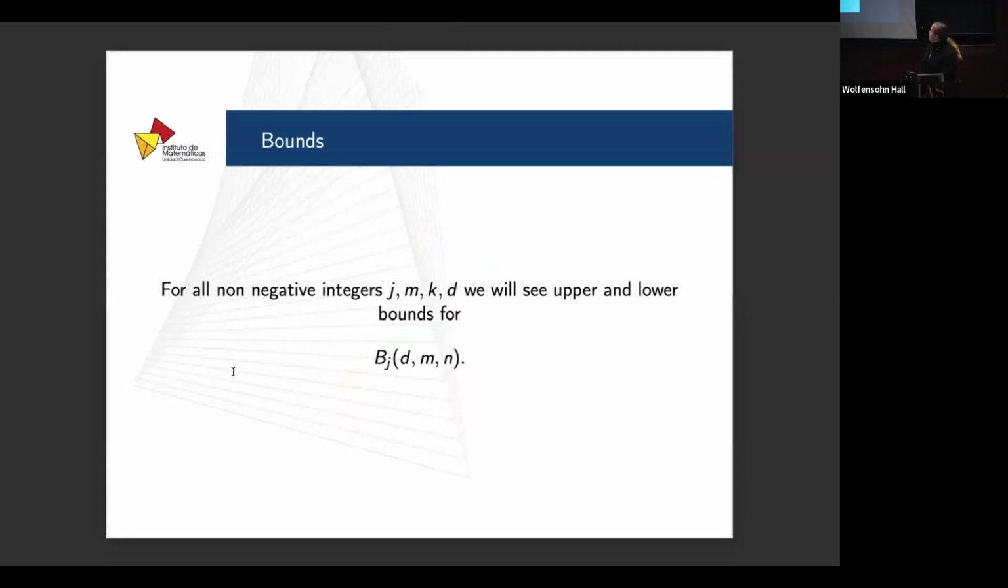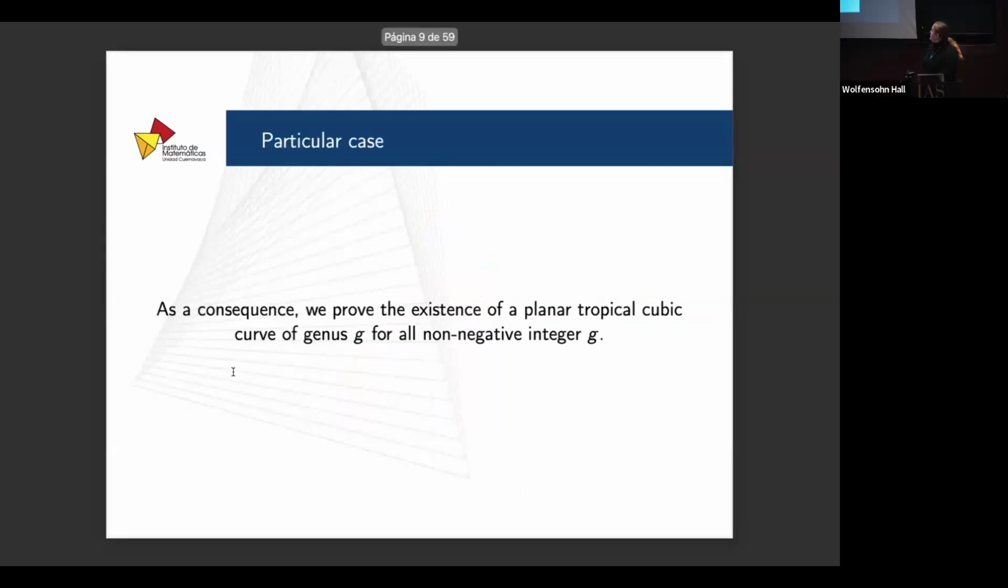Okay, then we want bounds for these numbers. For example, once we see these numbers, we see that we can construct a planar tropical cubic of any genus g. Like, we cannot only construct a tropical cubic with genus 2, we can construct a tropical cubic with any genus. We just have to go to the right codimension.